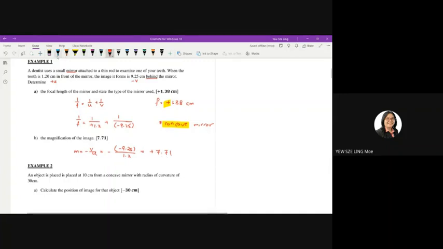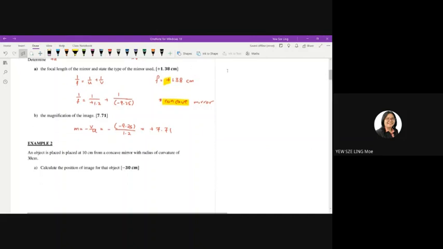All right, so let's see example 2. This question is very simple. One minute for you to write it down, then we will look at example 2. Oh yeah, magnification doesn't have a unit. It's a dimensionless quantity. Magnification is a dimensionless quantity.